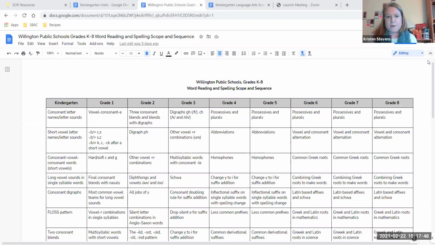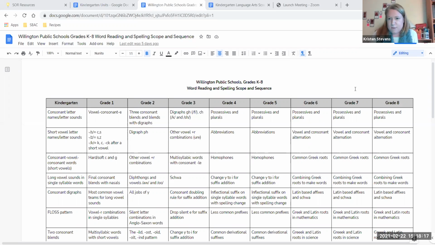So anyway, there are 4 different curriculums, I guess you could call it. There's the phonological awareness curriculum that goes K through 3. This is the word reading and spelling curriculum scope and sequence. There's also a reading comprehension scope and sequence and a writing scope and sequence. I'm just going through the word reading and spelling today. So this is kindergarten through 8th grade. Again, this is a draft. I haven't even completed a lot of these units yet.